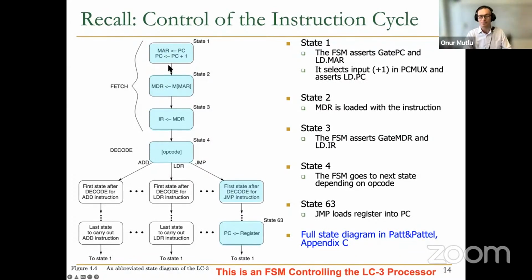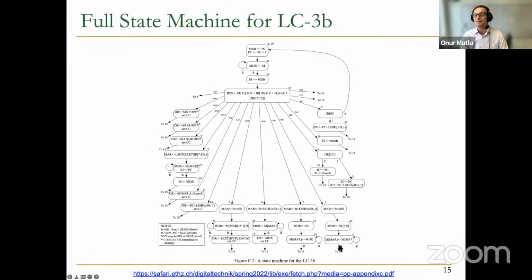So that's how things work, basically. This is our instruction cycle. This is how we control the instruction cycle using a finite state machine. And this is just part of the finite state machine. The full diagram is in Appendix C. And this is the full diagram for LC3B you can find on your course website.